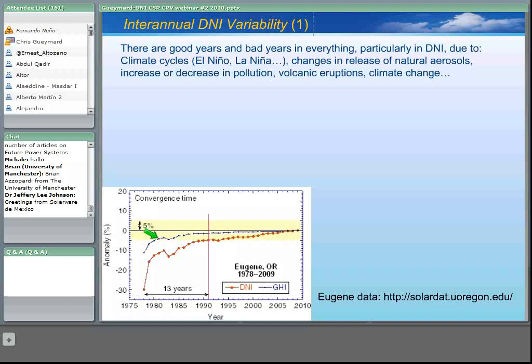global irradiance measurements, you reach the plus or minus 5% of the long-term average, which is of more than 30 years now. But if you do DNI measurements, direct normal measurements, it takes you up to 13 years to reach this 5% of the long-term average in DNI. So it means that DNI is a lot more variable and more difficult to measure than global irradiance, and we have to be careful about this.